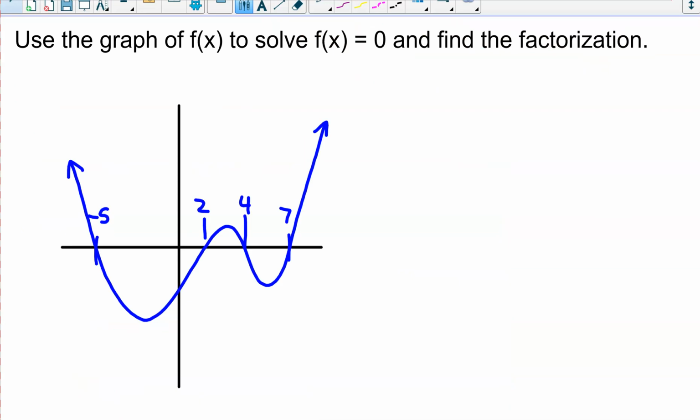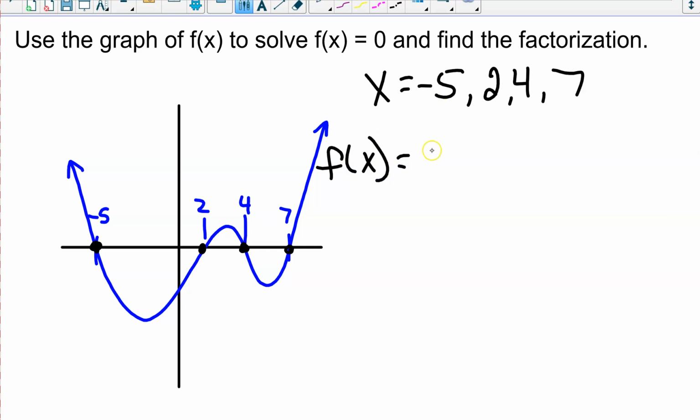Okay, looking at this one, use a graph of f of x to solve f of x equals 0 and find the factorization. So here I'm giving you the zeros. There's 4 of them. So x equals -5, 2, 4, and 7. So I'm trying to find f of x.